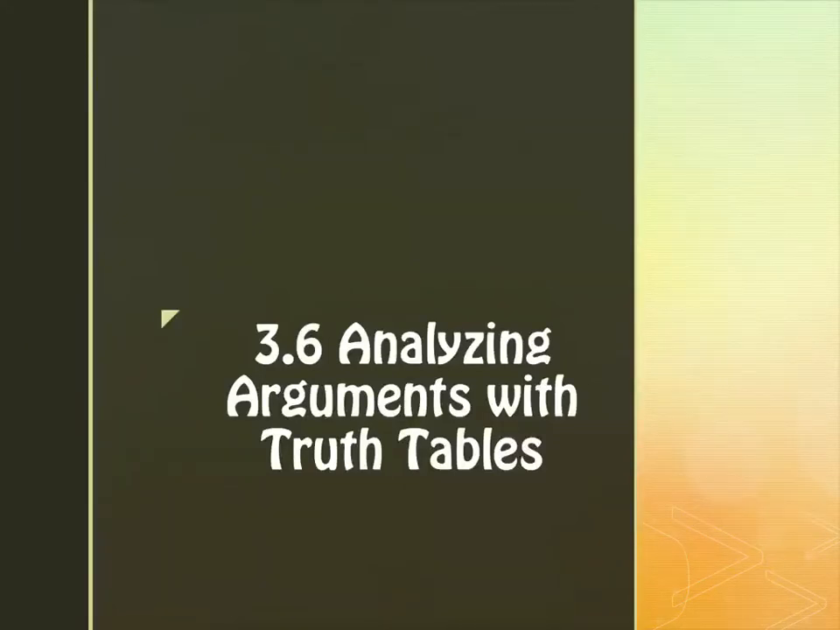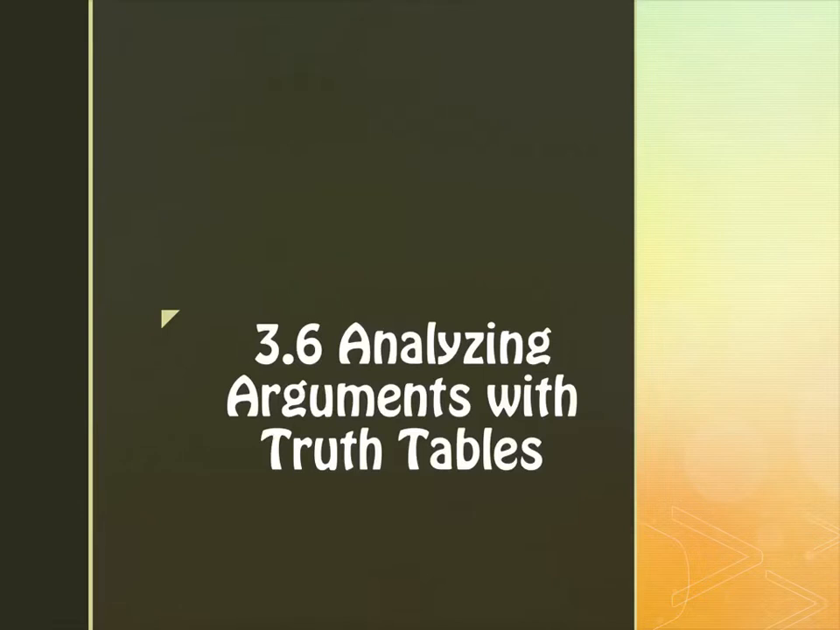3.6, last section in chapter 3, kind of a culmination of the things that we've been doing. We're going to see some pieces that are transferring language into symbols. We're going to see some pieces of analyzing arguments, kind of like we were doing with Euler diagrams. We were deciding if arguments were valid or invalid. But instead of doing them from an Euler diagram, we're going to be doing them from a truth table.